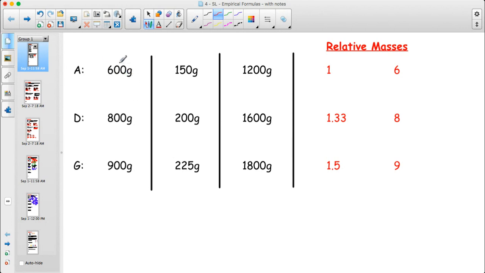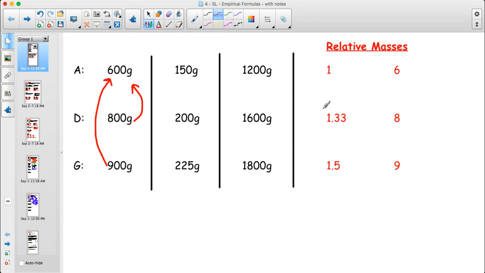So 600, for example, divided by 600 equals 1. 800 divided by 600 gives you 1.33, or 1 1/3. And 900 divided by 600 gives you 1.5. Now you'd get those same results if you did 150 divided by 150. That would get you 1. 200 by 150, 1.33. 225 divided by 150, 1.5. So it doesn't matter actually which bags you use to come up with your relative masses, because no matter the size of the bag, the masses of these types of candies seem to compare to each other in a very particular ratio of mass.